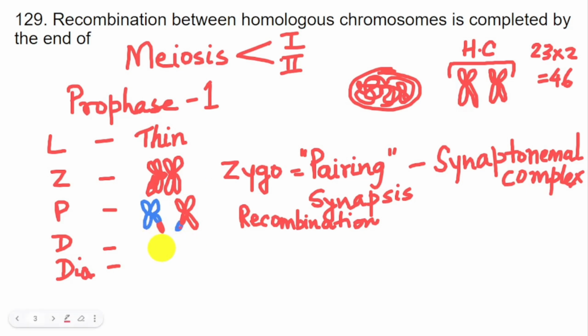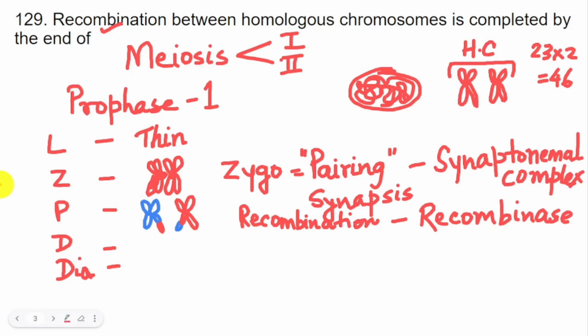This is an enzyme mediated process because you have to actually break the DNA strands, the double strands of DNA, and cut out that piece and put it on the other chromosome and exchange the pieces. So the enzyme involved in this process is called recombinase. Recombinase enzyme. And this is called crossing over or recombination. And that is what is asked here. So this particular statement could have been crossing over between homologous chromosomes is completed by the end of Pachytene.